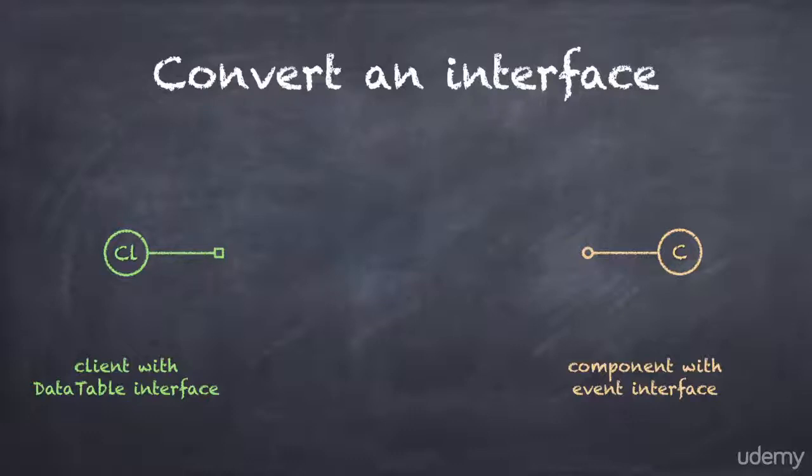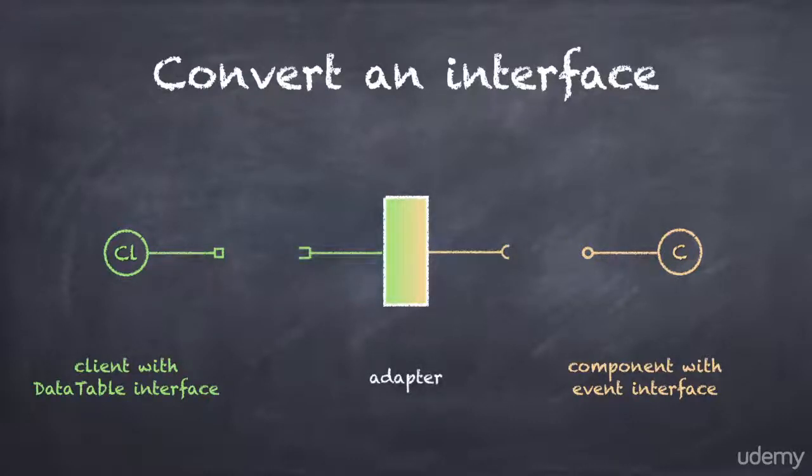So the only way to hook this component into your architecture is by using an adapter, an object with a data table interface on one side and an event-based interface on the other. The adapter provides a kind of universal connector that hooks the two domains together.